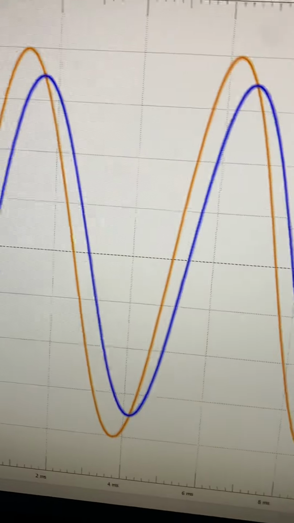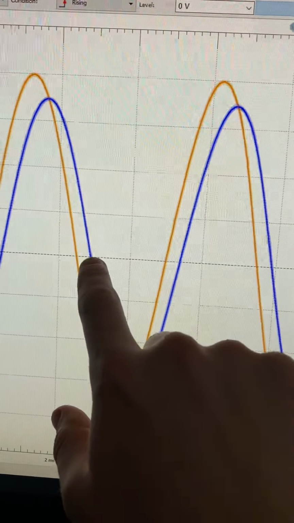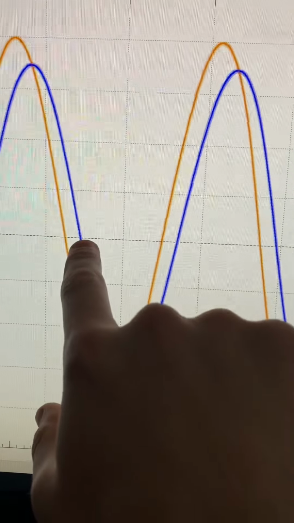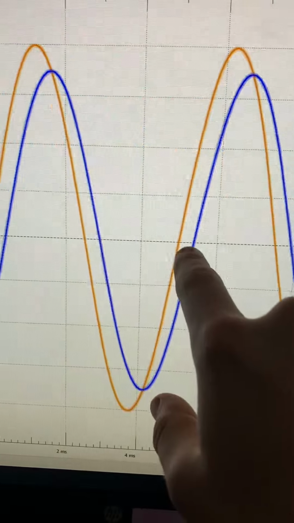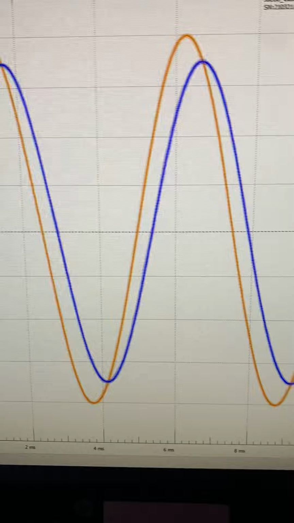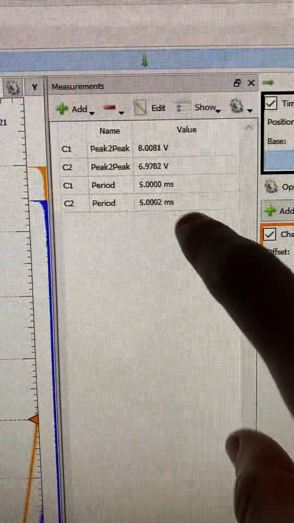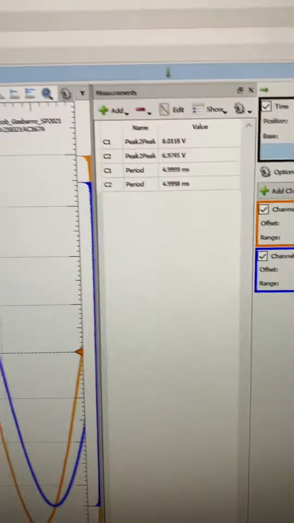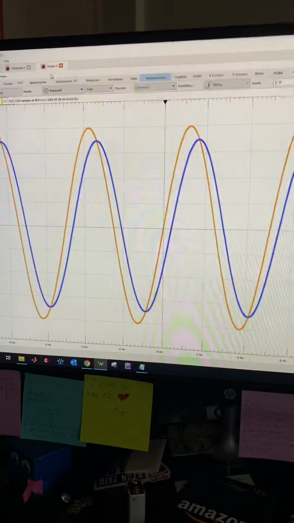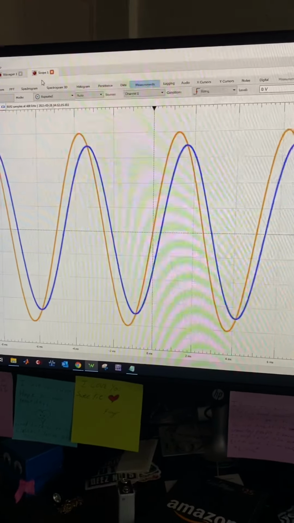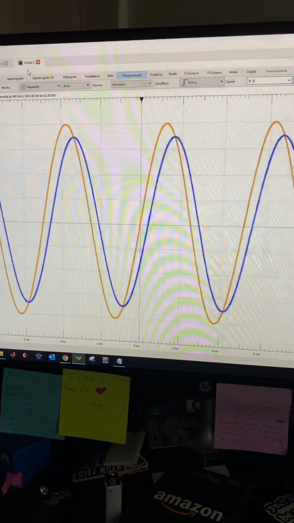And basically what you'll do is take the difference of this blue waveform going to the orange one and dividing it by the period, which is right around 500 milliseconds, and multiplying that by 360 degrees, and you should get the phase angle for the capacitor with respect to the source.